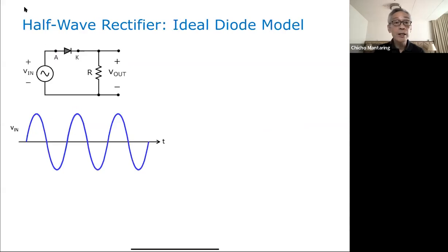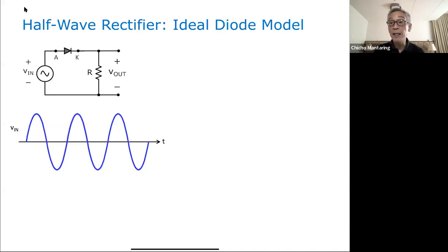The first circuit that we're going to take up is the half-wave rectifier. And in analyzing the half-wave rectifier, we're going to assume first that the diode is ideal. This is the circuit of your half-wave rectifier. You have your input voltage, which is your AC voltage. So this is the waveform of our input voltage. Okay. Then we have a diode connected in series with the input voltage. And then we have the output taken across a resistor connected also in series with the input voltage. So this is going to be our output voltage.